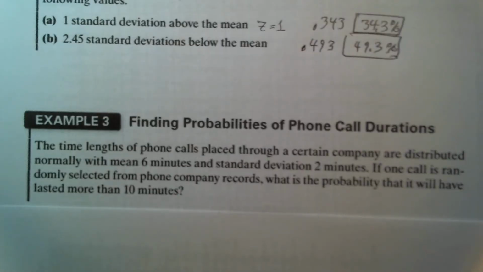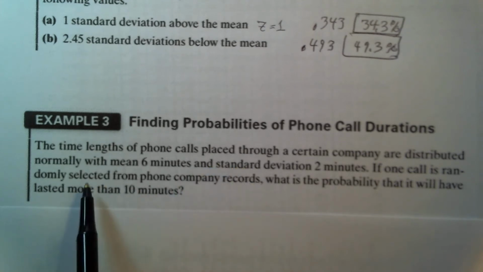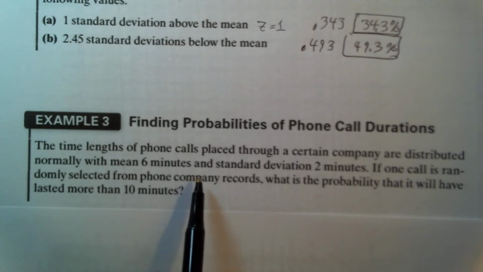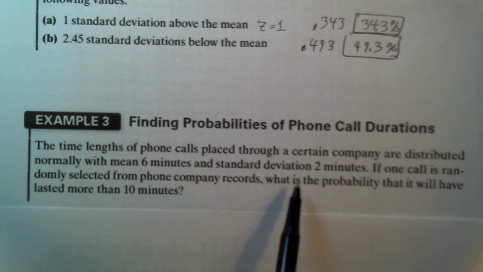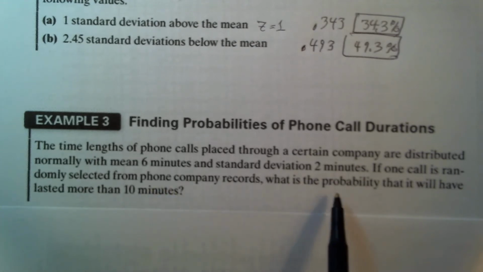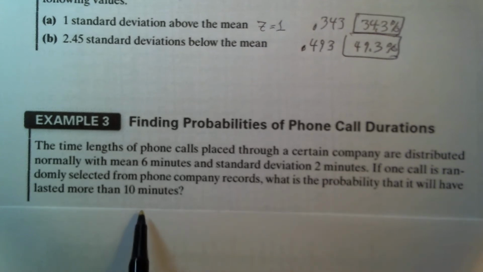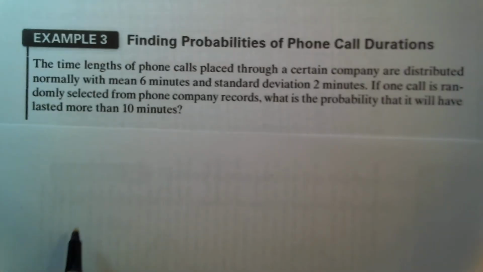Let's look at example number 3, finding probabilities of phone call durations. The time lengths of phone calls placed through a certain company are distributed normally with a mean of 6 minutes and standard deviation of 2 minutes. If one call is randomly selected from phone company records, what is the probability that it will have lasted more than 10 minutes? So one way to start is to draw a normal distribution.